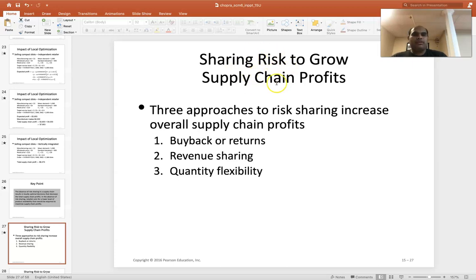So how can you share risks to grow supply chain profits? There are three main approaches that retailers and companies within a supply chain can use to share some of the risk and grow supply chain profits. One is buyback or returns. The second is revenue sharing. And the final is quantity flexibility.